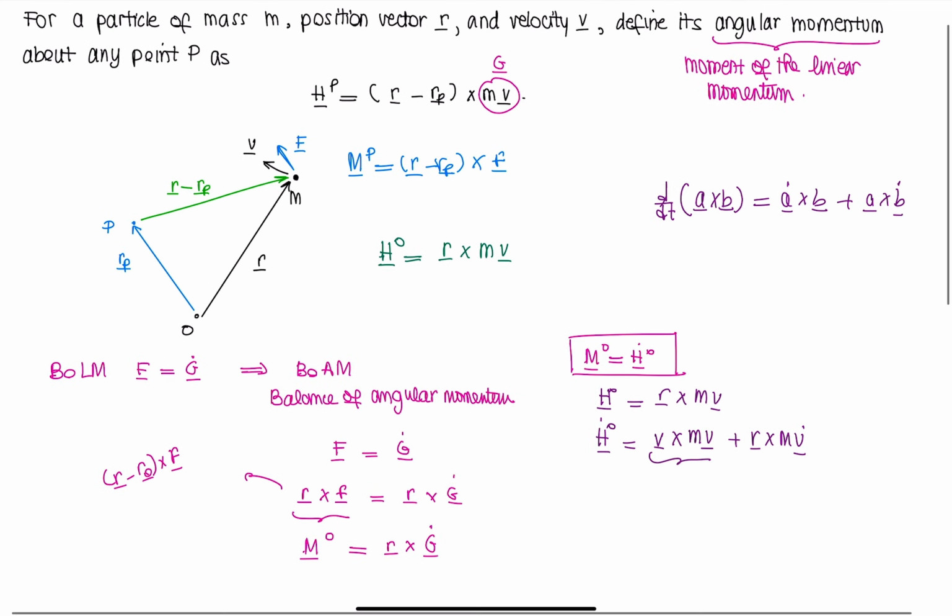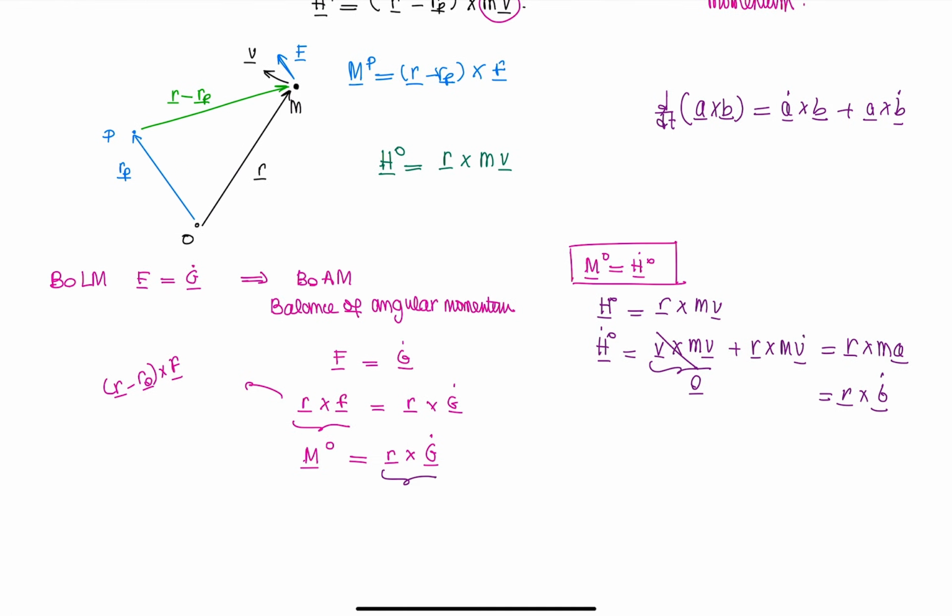Now what is v cross mv? That's the cross product of two parallel vectors. And we know that the cross product of two parallel vectors is just the zero vector. So that's 0. And that's just r cross ma, which is r cross g dot. Awesome. So now we know that this term, r cross g dot, is equal to h dot O. And we've derived the balance of angular momentum for one particle.